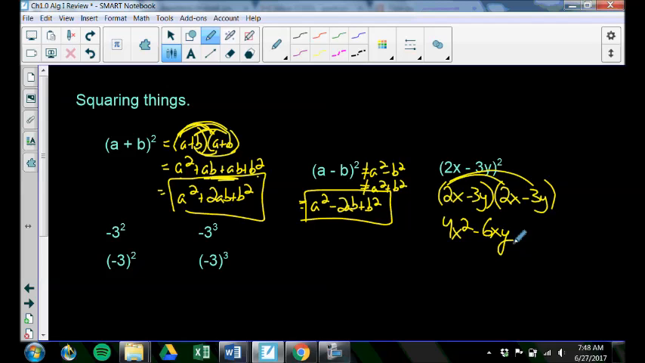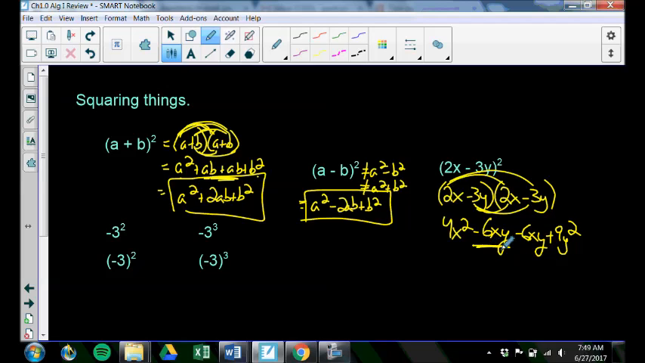You need common denominators to add and subtract, but not to multiply. And I'm sorry, I said common denominators. You need like terms. So 2x and 3y are not like terms, but you can still multiply them. You can multiply anything. You can't add 2x and 3y because they're not like terms, but you can multiply them. So next, negative 3y times 2x is negative 6xy, and negative 3y times negative 3y is positive 9y squared.